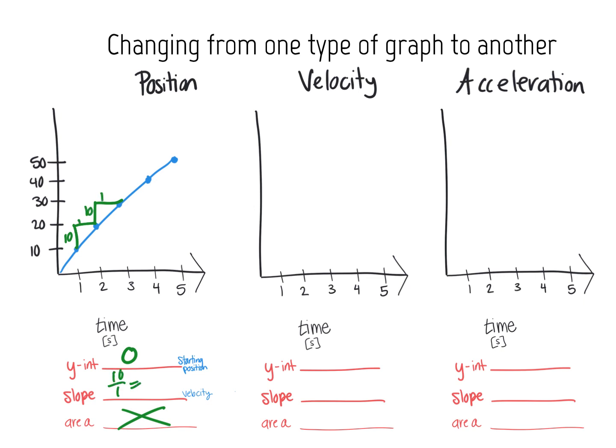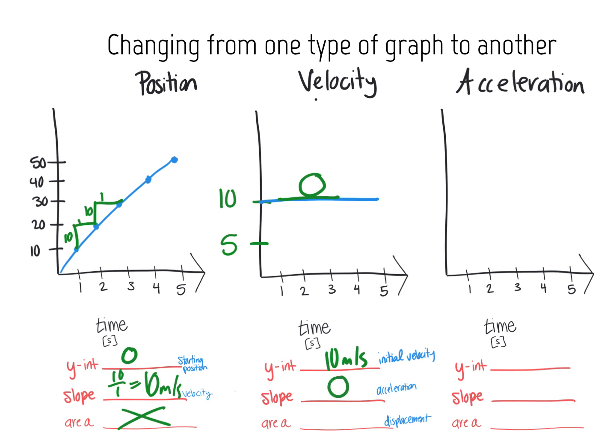Let's draw that on the velocity versus time graph. Well, my slope was constant, or it was a straight line, so that means that my velocity never changed. I'm always going to be at 10 meters per second. So I can draw a straight line there. On a velocity versus time graph, the y-intercept tells us our initial velocity, which is 10. The slope tells us our acceleration, and because the slope is flat, that means the slope is 0, so there's 0 acceleration, meaning the velocity doesn't change.